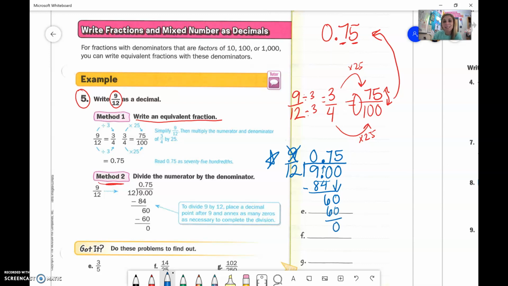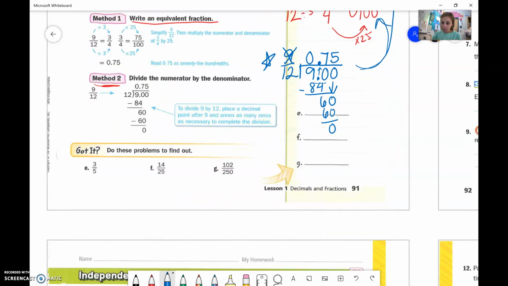So 0 and 75 hundredths. Wow! That's the exact same as this. 2 different methods, 2 different ways to get the same answer. It does not matter which way you do it, as long as you pick a method and you stick to it. Now, if you like to go back and forth and practice both of them, go for it. That's amazing, you do that. All right, let's take a look down below.